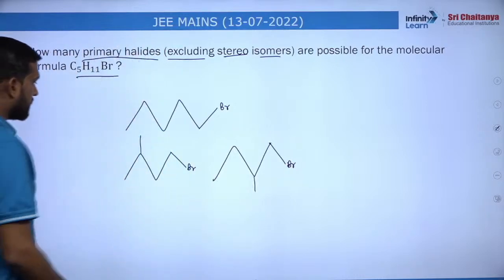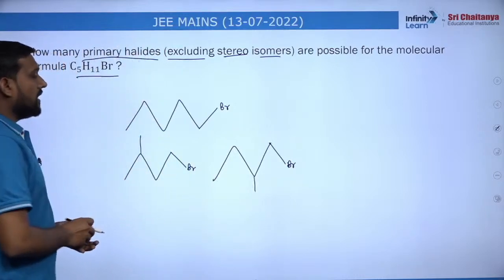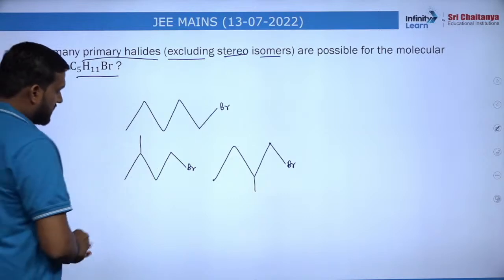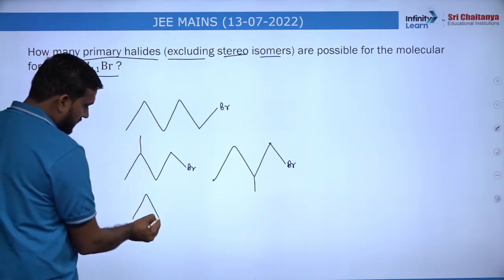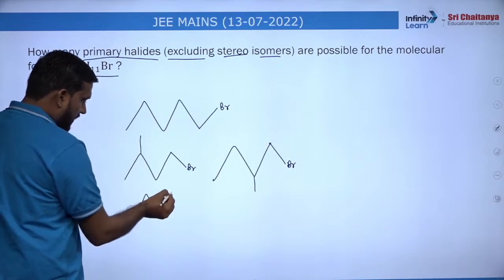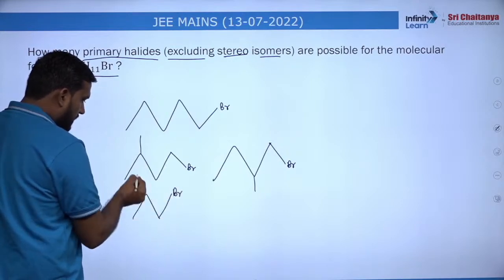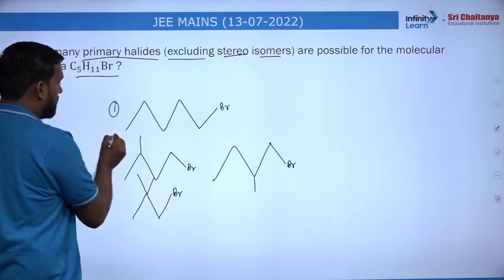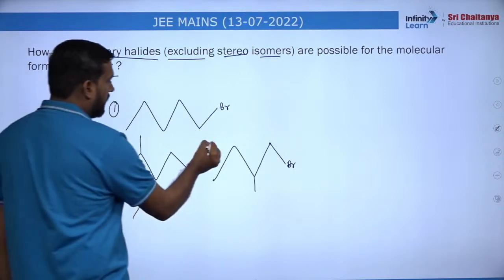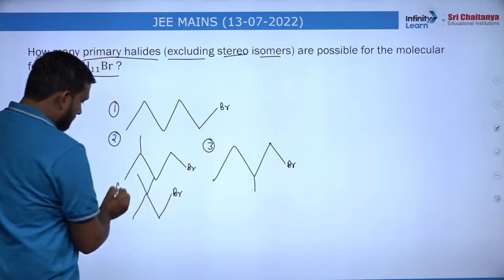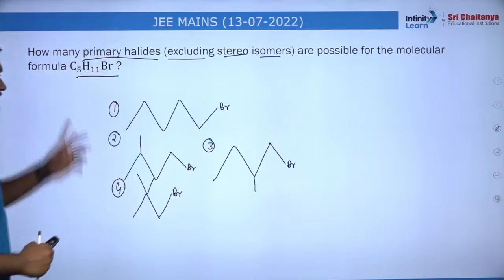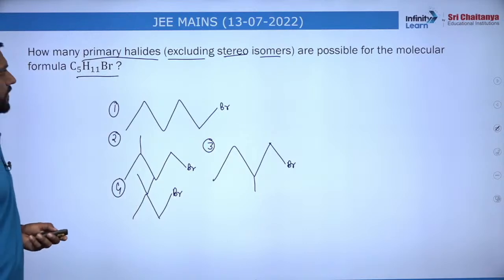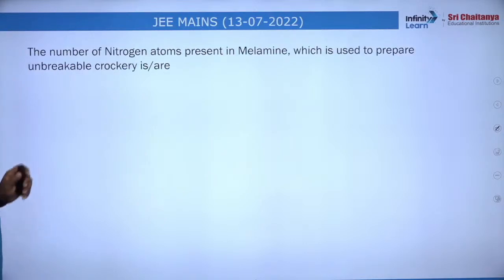Let's check for another possibility. Is there any possibility with the 3-member parent chain? If I draw like this, is there any possibility? Yes, there is a possibility. So there are 4 such structures where primary halides are found with this formula. So the correct answer is 4. Going to the next question.